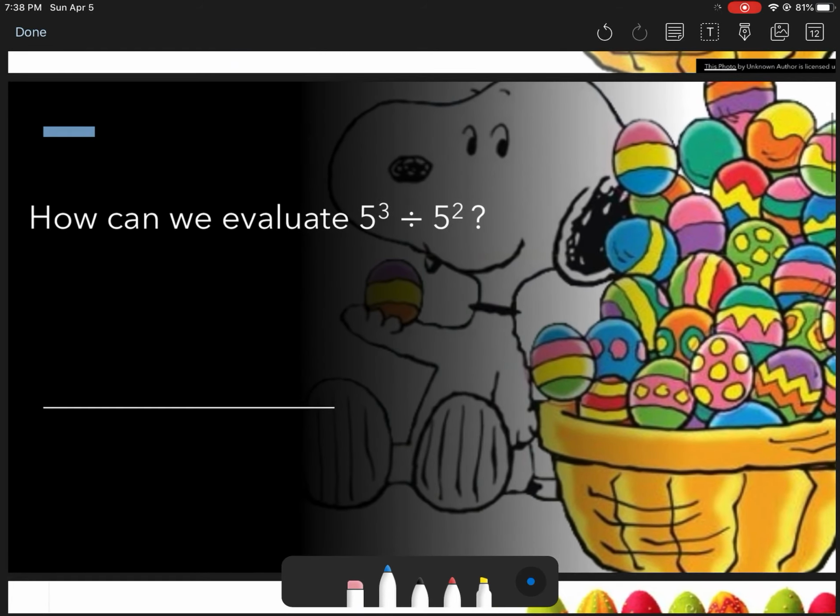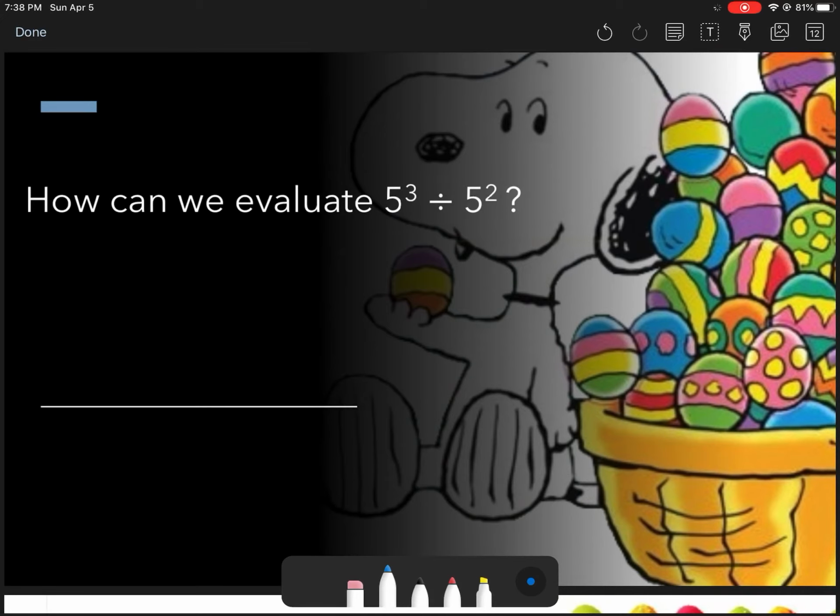Okay, let's talk about how we can evaluate 5 to the 3rd divided by 5 to the 2nd. If we were to rewrite this in fraction form, we would write 5 to the 3rd divided by 5 to the 2nd power. We have 5 to the 3rd, which means 3 fives on top, and 5 to the 2nd, which means 2 fives on the bottom. What we can do is simplify a 5 on the top with a 5 on the bottom. We wind up being able to do this twice, and that leaves us with 5 to the 1st power.